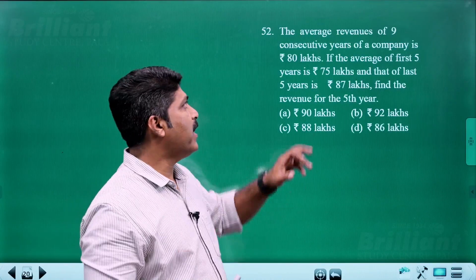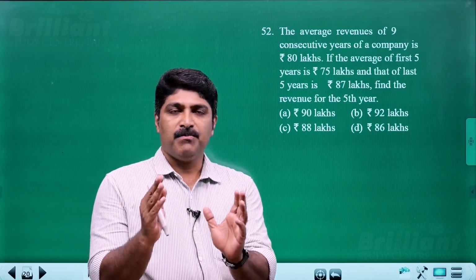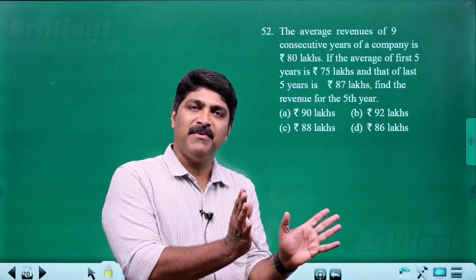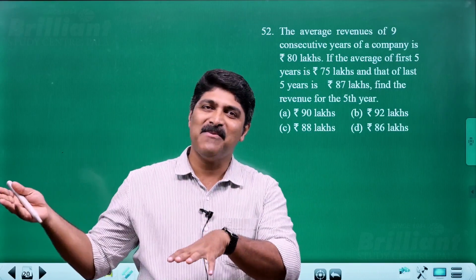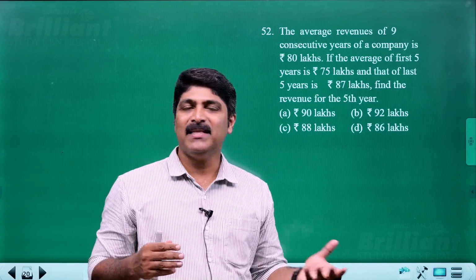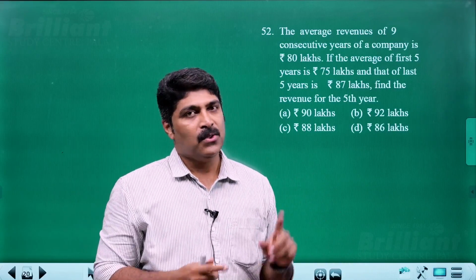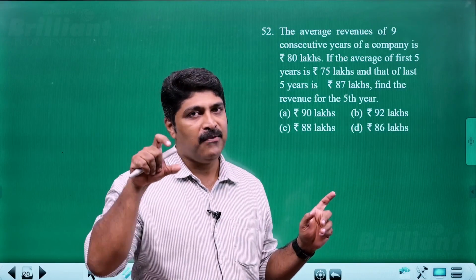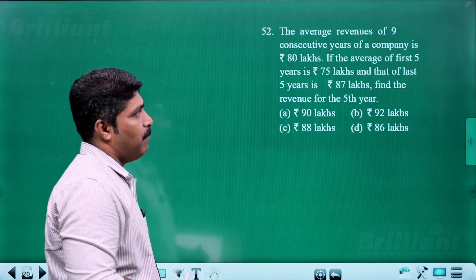Here there are a total of 9 observations. Out of those 9 observations, the average of the first 5 observations is given. Similarly, the average of the last 5 observations is also given. So what happened? The middle term is repeated in both sets of values. You have to identify which is the middle value. So how do we do that?